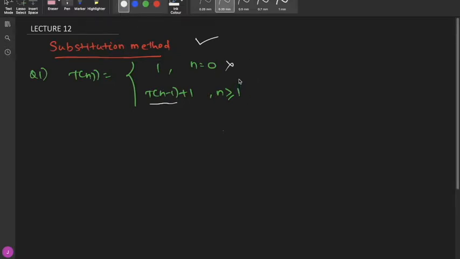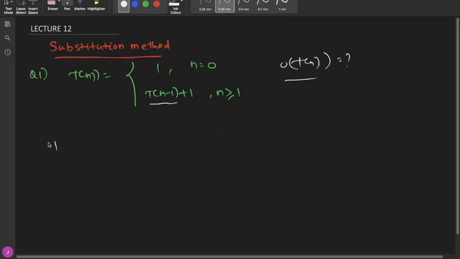These are the questions we have given. So let's try to solve it. As the name suggests, substitution method is nothing but you have to substitute the values. We have to find out what is the time complexity of T of n, order of T of n. This is our main aim. So what we can do, T of n equals T of n minus 1 plus 1 for n greater than or equal to 1. Suppose n is greater than 1. This will go on. Now I will substitute T of n minus 1.